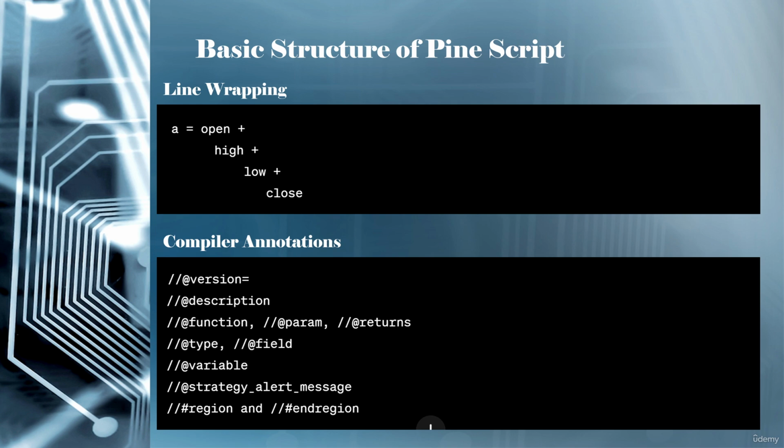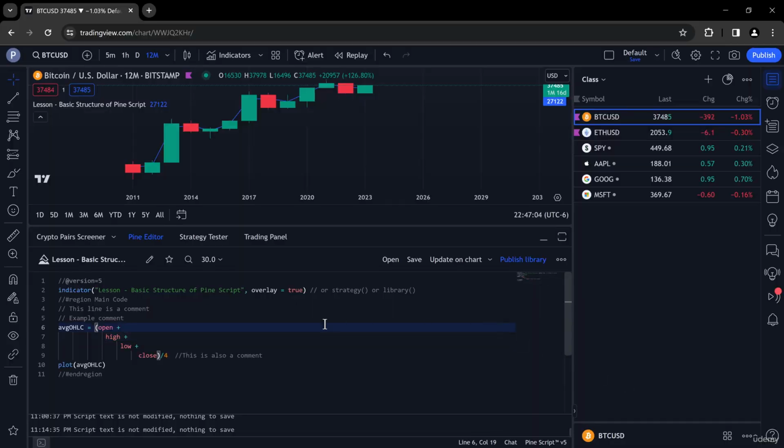Now let's review some of these code elements in practice. In this example, we can see that we have a simple indicator that calculates the average of open, high, low, and close, and plots this indicator on the chart. This script begins with setting the version of the script. Version equals version 5.